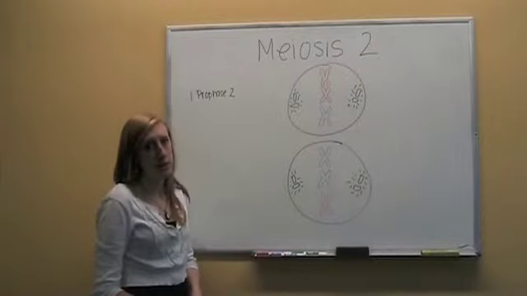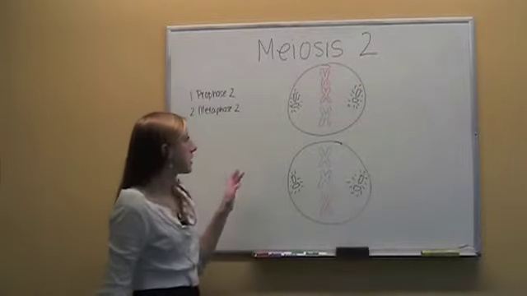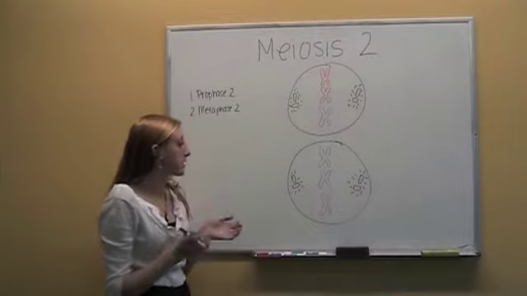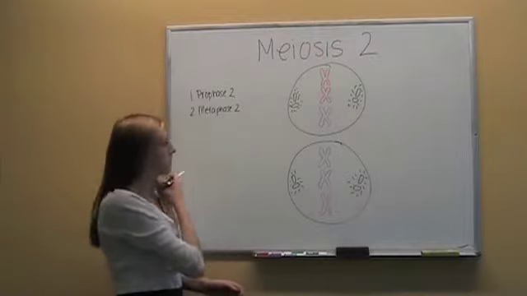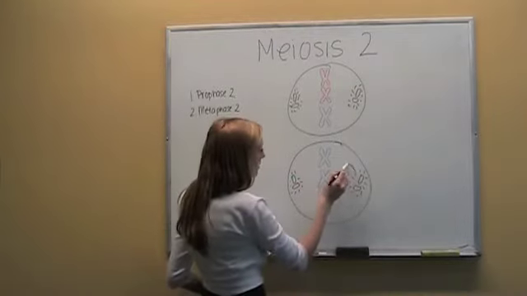The second step in meiosis 2 is metaphase. In this step, both daughter cells from meiosis 1 are attached to the microtubules at their kinetochores because they're already lined up at the metaphase 2 plate.